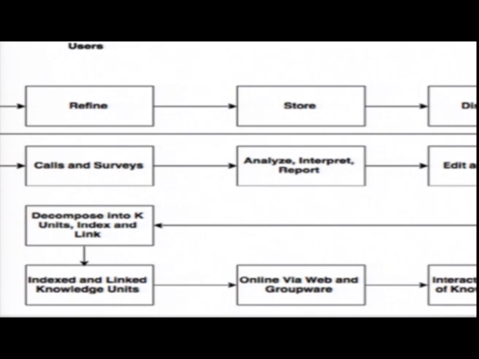Similarly, whatever analyzing is being done, whatever interpretation has been done, that has been reported. So, for that reporting, in order to rewrite, we edit, and formatting is being done. After editing and formatting, that knowledge is decomposed into k units, into a number of units. K is a constant, wherein it is distributed either in terms of n units or we call it k units, and then it is indexed and linked.